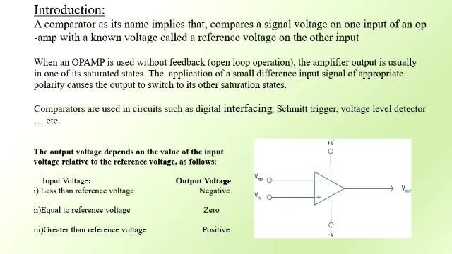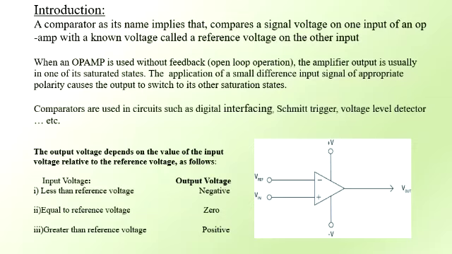A comparator, as its name implies, compares a signal voltage on one input of the op-amp with a known voltage, called the reference voltage, on the other input. An op-amp is used without feedback, meaning open loop operation. That means the amplifier output is usually in its saturation state. The application of a small difference input signal of appropriate polarity causes the output to switch to its other saturation state.